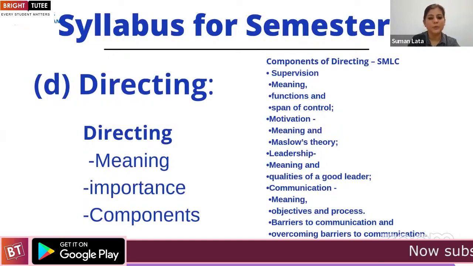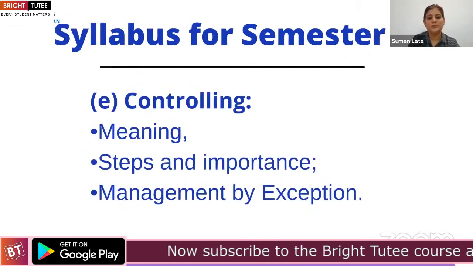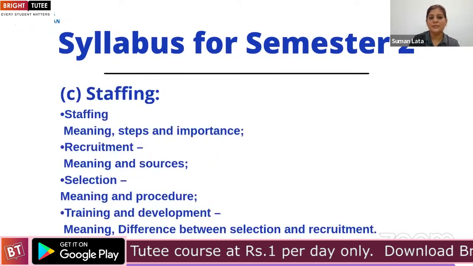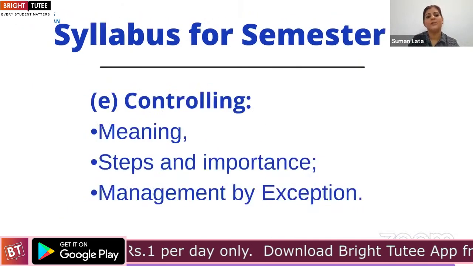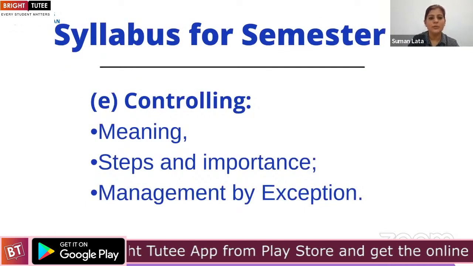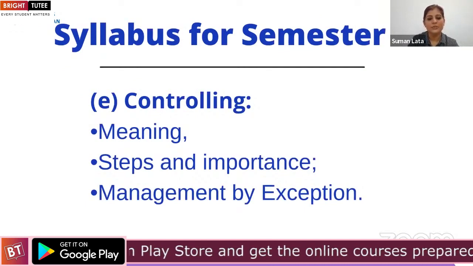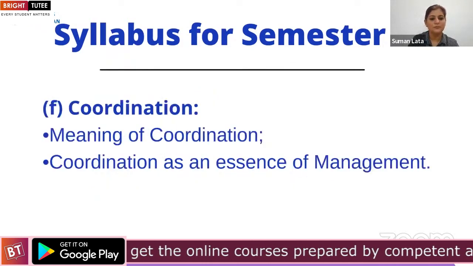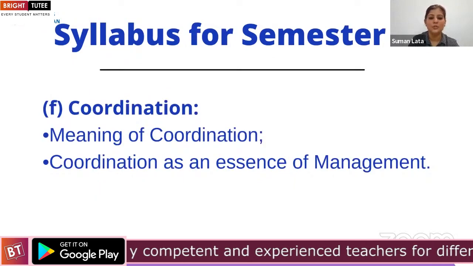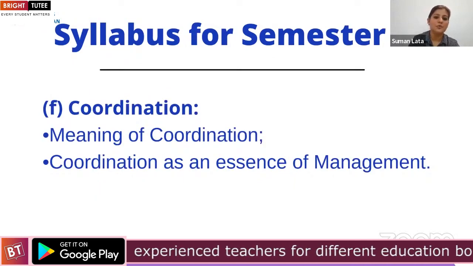We'll provide you some samples also so that you can present your paper properly. Syllabus for semester 2. Again, the first topic, organizing, then staffing, then directing, now controlling. In controlling, the topics which we need to cover are meaning, steps and importance, management by exception, and the next chapter is coordination, meaning of coordination and the essence of coordination.